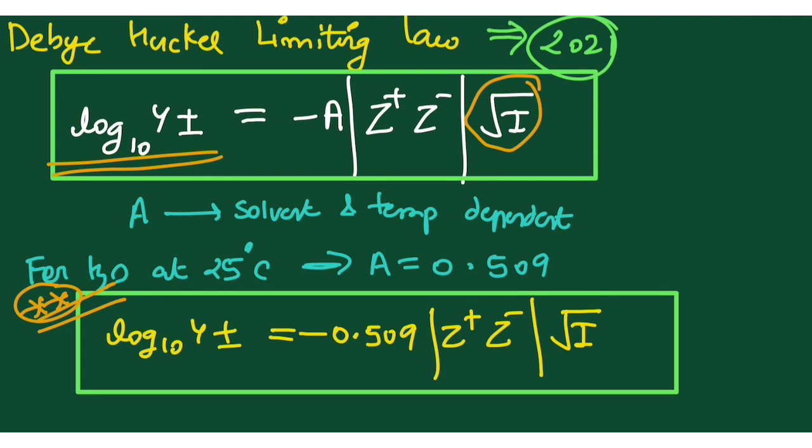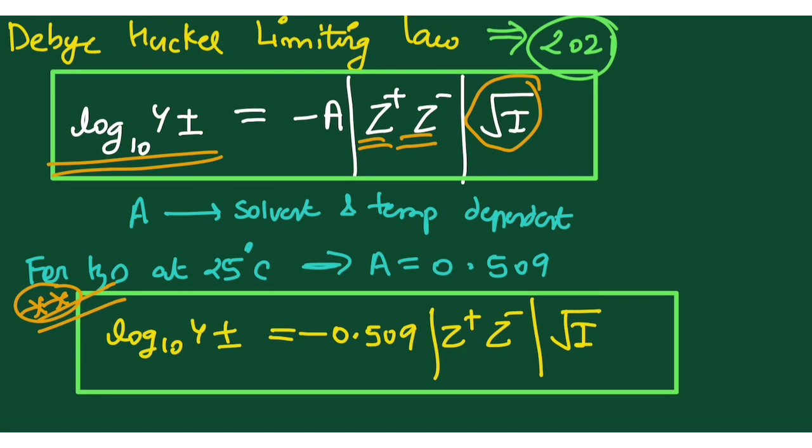So it can also be asked this way: which law gives the relation between ionic strength and the mean ionic activity coefficient? It says that log gamma plus minus to the base 10 is equal to minus A modulus of Z plus Z minus root of I, where Z plus is the charge on the cation and Z minus is the charge on the anion. Ultimately we are taking the modulus.